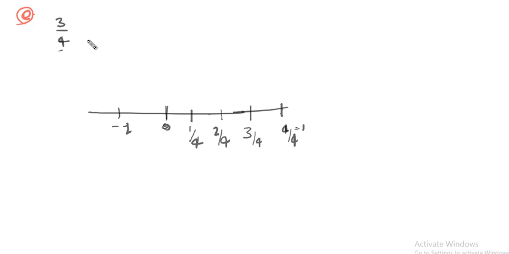So you have to mark 3 by 4. So here is our 3 by 4. Draw a circle here like this and put a point there. This is our 3 by 4. Understand how we can draw? Now come to the next question.